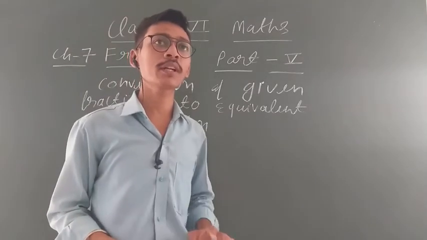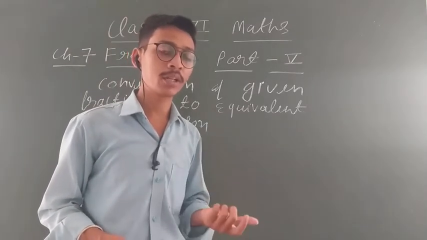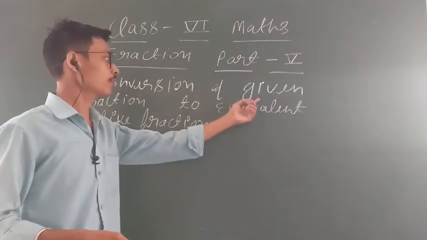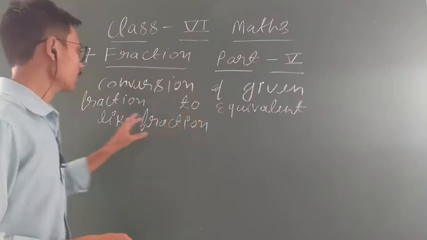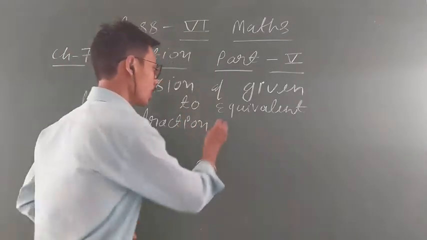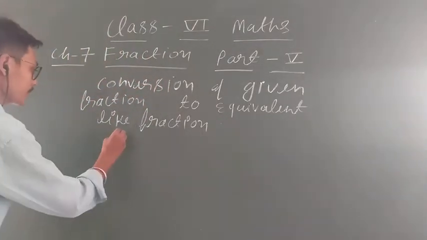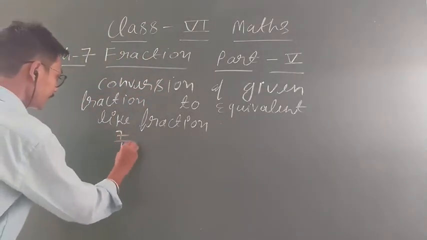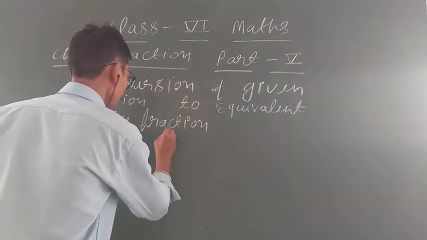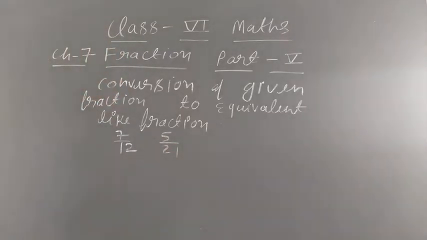Now students, you know what a like fraction is and what an unlike fraction is. I explain everything on the basis of the denominator. So in this video we discuss how to convert given fractions to equivalent like fractions. Okay students, now I will explain this with one example. The example is 7/12 and 5/21. Okay students, so how do we convert this?